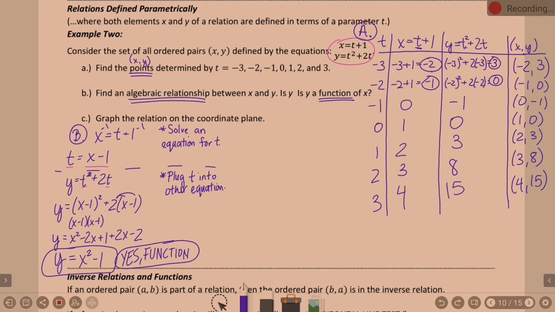Now, part C. Did I leave enough room? Part C asks us to graph the relation on the coordinate plane. Now, we kind of already just talked about the graph, but what part C is wanting us to do is graph the relation on the coordinate plane based on part A. Okay, so based on this.